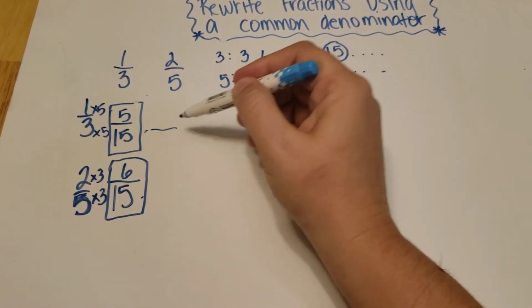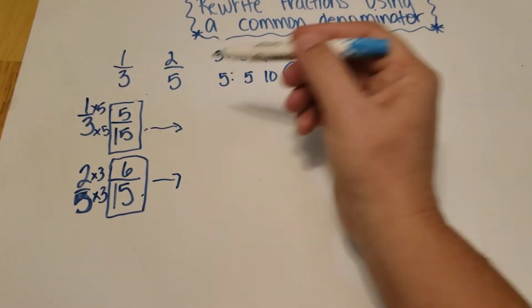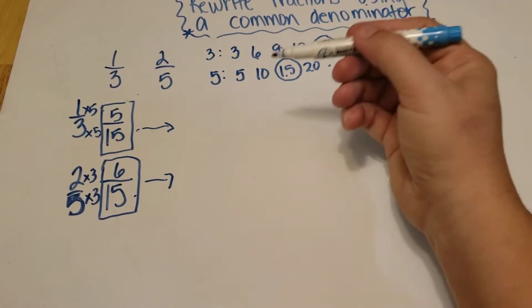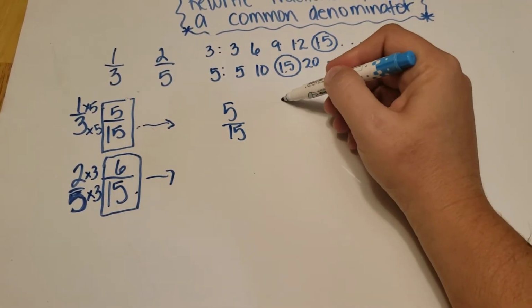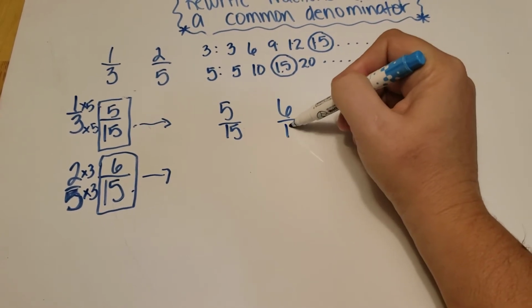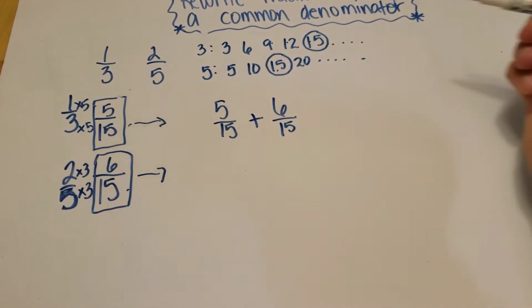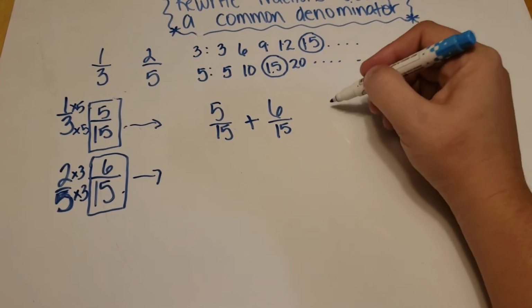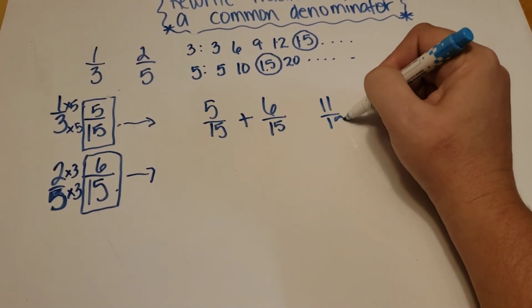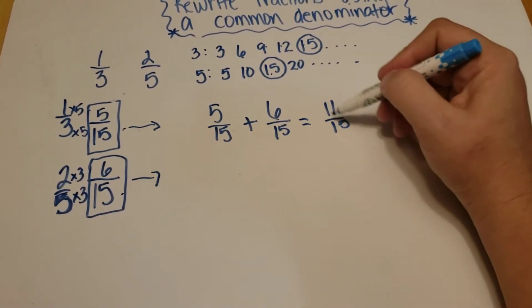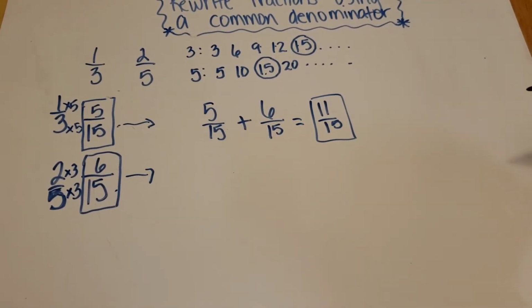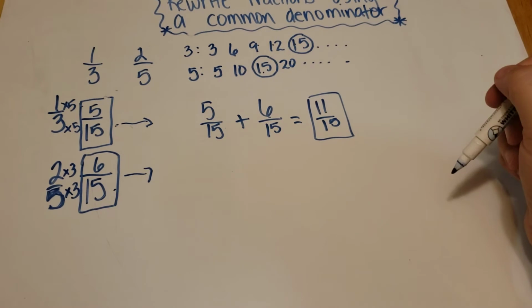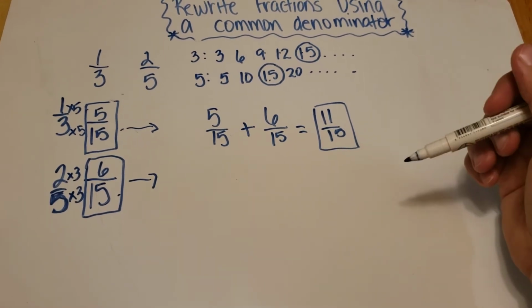So let's go ahead and take these two fractions and let's add or subtract them. So we have 5 over 15 and we have 6 over 15, and we could just go ahead and add them. That would be 11 over 15, and we are good to go because 11 is a prime number and it cannot be reduced any further, and we are good.